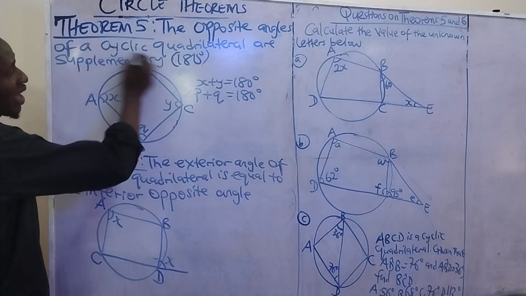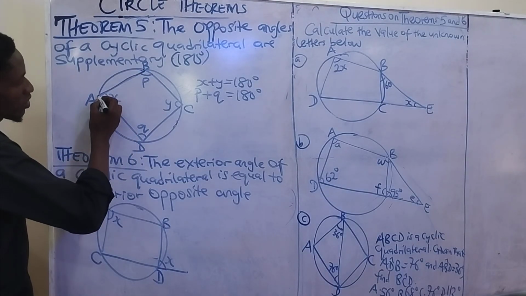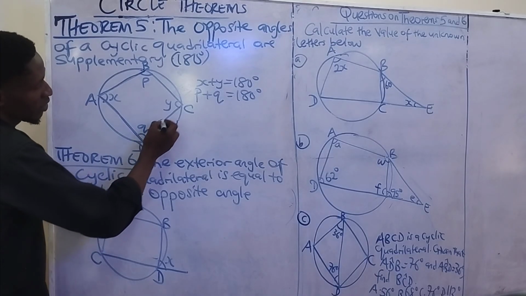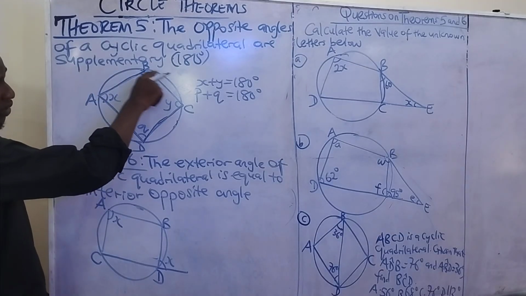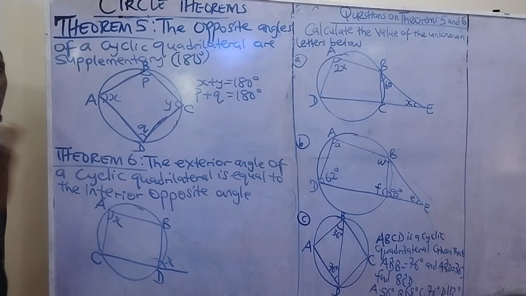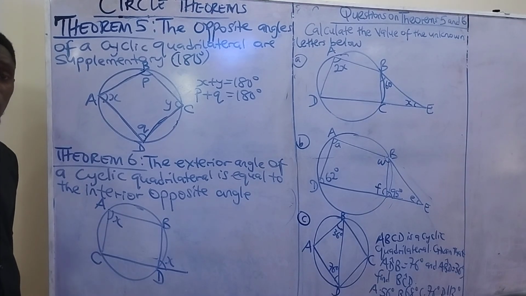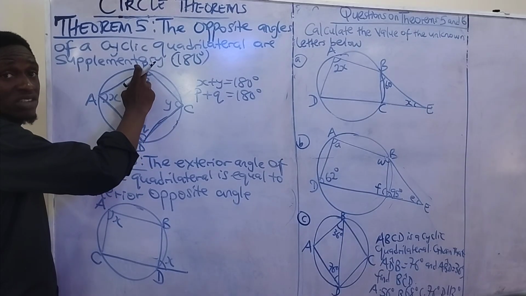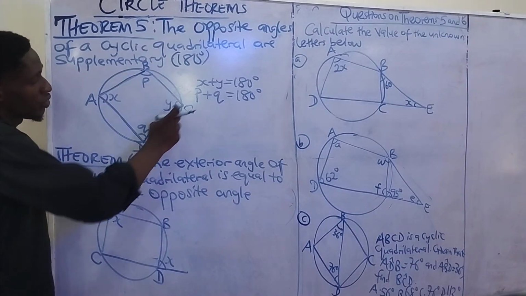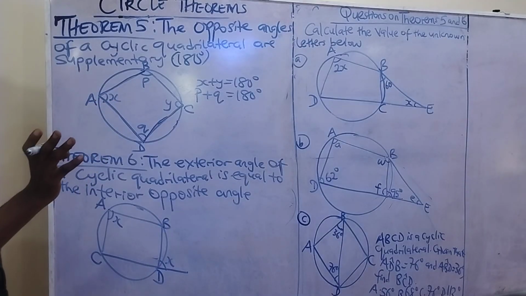But when it is cyclic, it means that the four apexes, that is the corner points, are touching the circumference. You can see point A, point B, point C, and point D are touching the circumference of the circle. So it can only be called a cyclic quadrilateral when these 4 points are touching the circumference. 1, 2, 3, 4. And look at what is happening there.